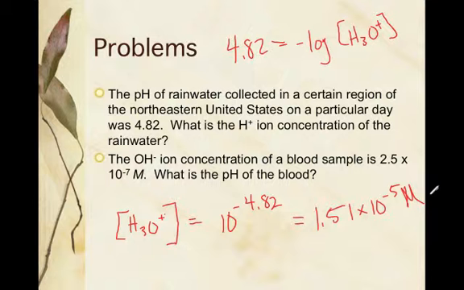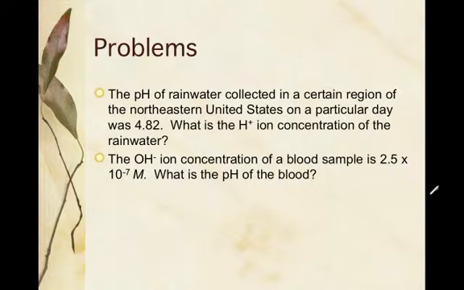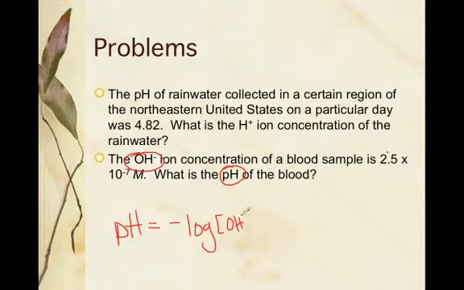Okay, the hydroxide ion concentration of a blood sample is 2.5 times 10 to the negative 7th molar. What's the pH of the blood? But this is hydroxide. It gives us the hydroxide, and it's asking for pH. So we can't just plug that number into our pH equation. You can plug it into the negative log of OH and subtract that from 14. Ah, okay, so if we did negative log of OH, that means this is not pH.